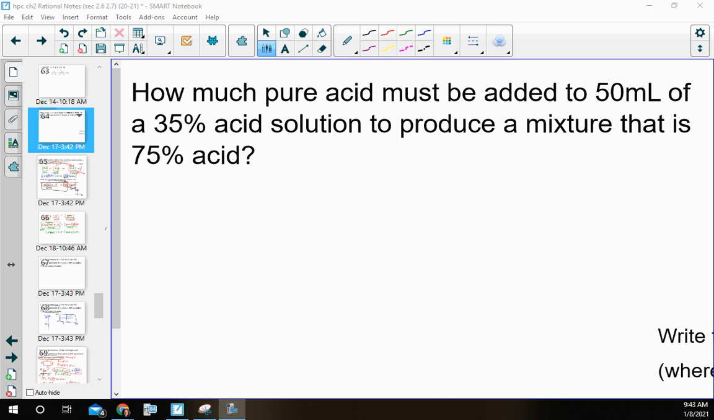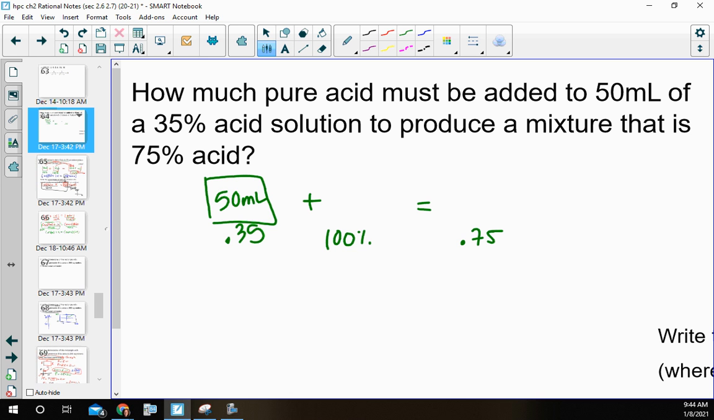We're going to have our one set. In this one, it says how much acid must be added to 50 milliliters of a 35% acid solution. So we have 50 milliliters at our 35%, plus, we don't know, of a mixture that is 75%. I know it's going to be 75%. I am mixing 100% acid into the next one. I don't know how many milliliters, so in this one, I'm going to put X milliliters.